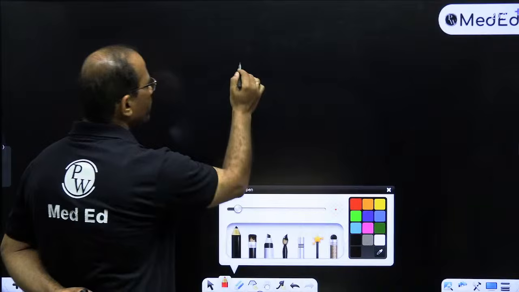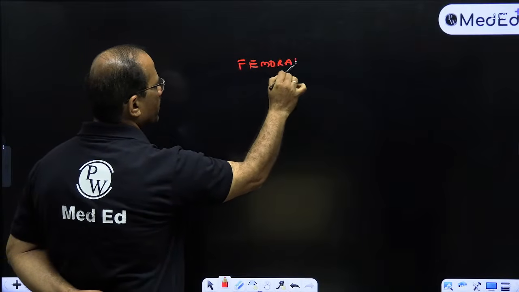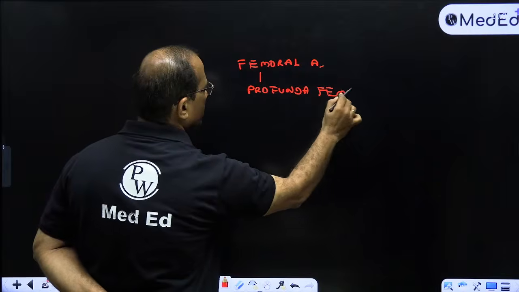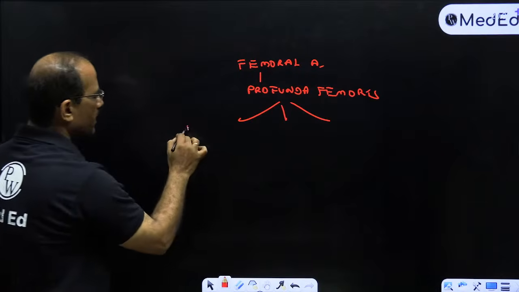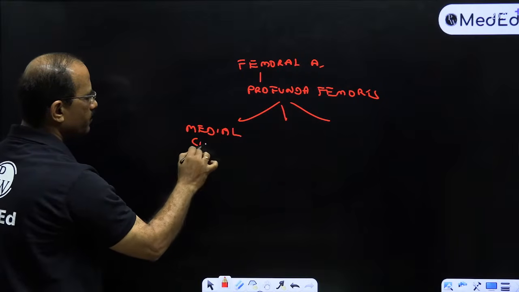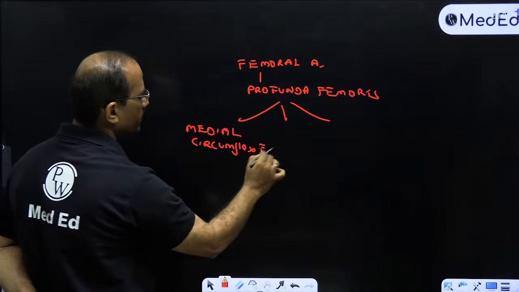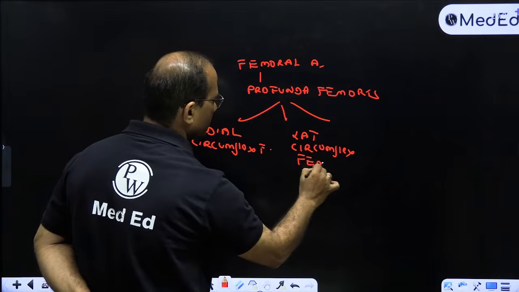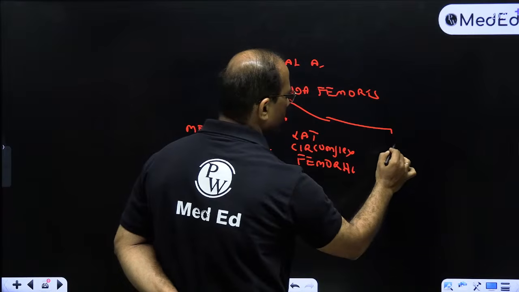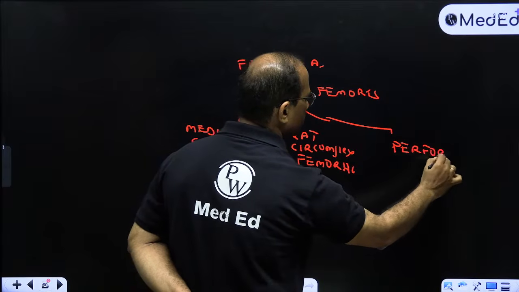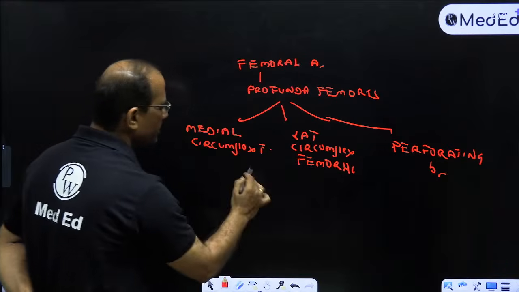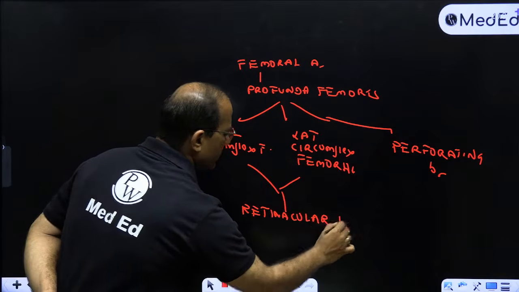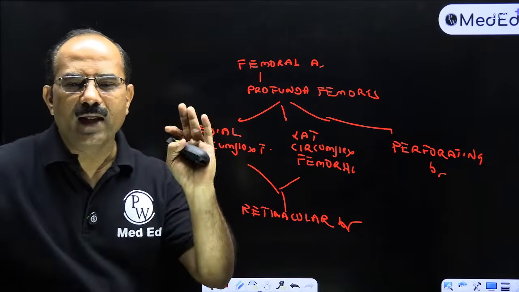Okay, just have a look. Femoral artery gives a branch जिसका नाम है profunda femoris. Profunda femoris gives 3 branches. एक है medial circumflex femoral, एक है lateral circumflex femoral, and एक है perforating branches. So this medial and lateral circumflex femoral gives retinacular branches, and these retinacular branches are going to supply the head and neck of femur.